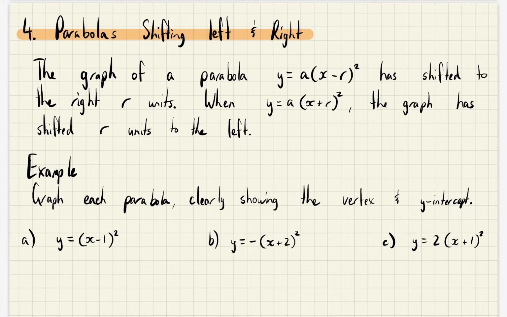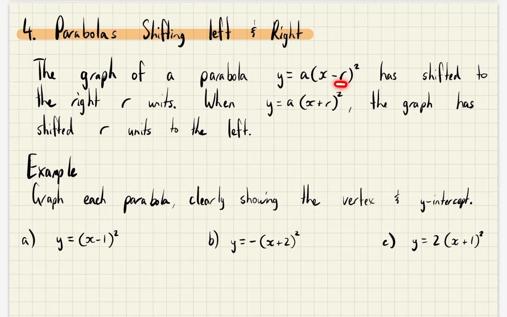So I'm going to point out some things, but I'll just read this statement here. There's two sentences. The graph of a parabola, y equals a outside of x minus r all squared, has shifted to the right, r units. When y equals a outside of x plus r all squared, the graph has shifted r units to the left.